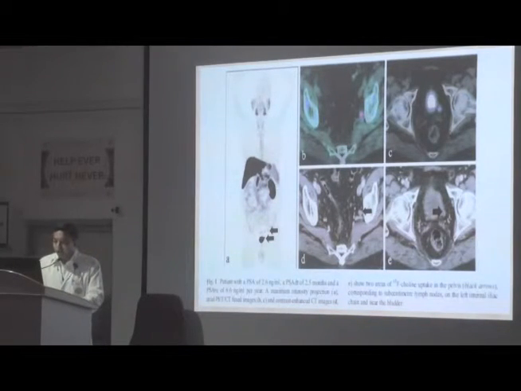Here it is a case where the image you are seeing is the normal PET scan. After that, by combining the CT with PET, you can see the lymph nodes here, which have the activity of F18 choline.